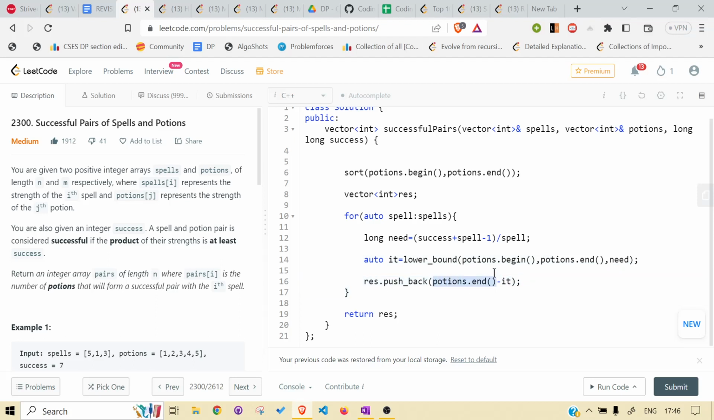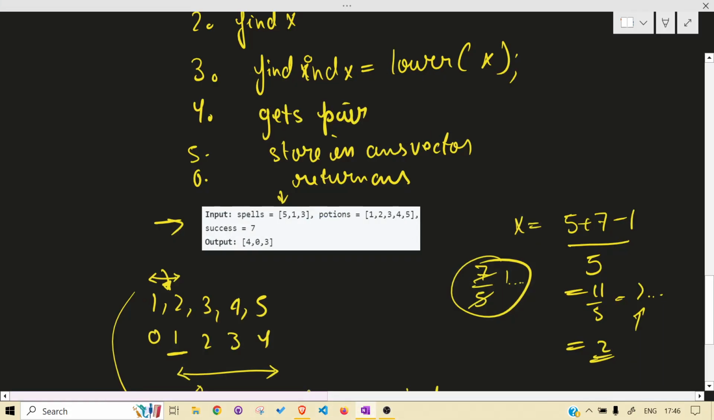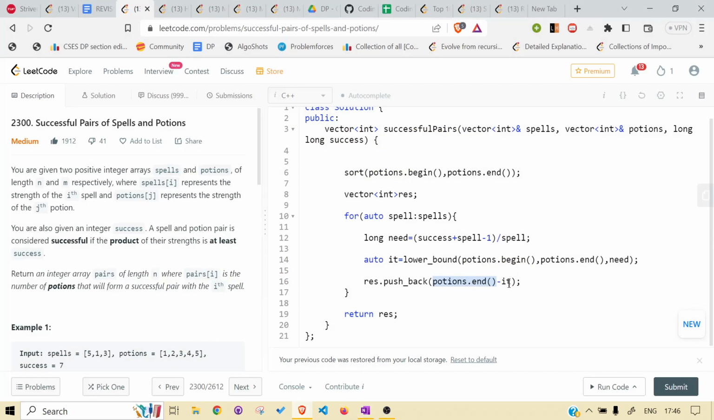Portions end points to the n. What does n mean? To the end. So if 0 1 2 3 4, n is this 5, so this is pointing to 5. So this minus this, what we get, as I told you, is the number of pairs whose product is greater than success. We just push it, keep on doing till spells we have, and you just return it.